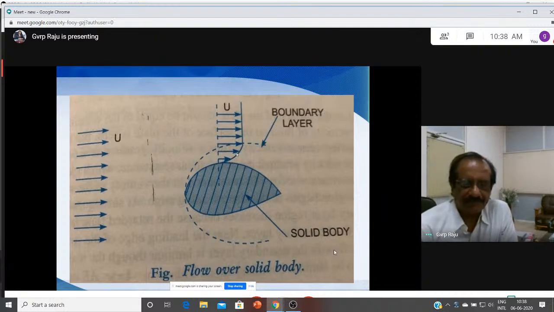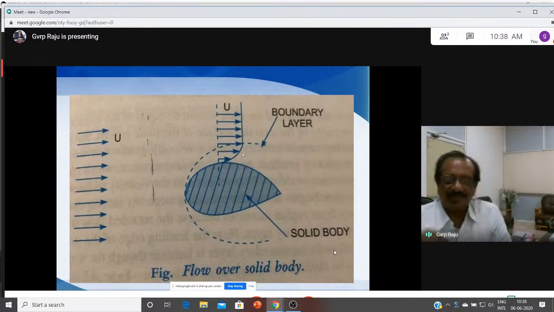Here the velocity is 0, and the velocity capital U is the velocity of the real fluid. Slightly away from the solid body, the fluid moves with the velocity capital U. So from here to here, this entire area is the boundary layer, and the theory related to the boundary layer is called boundary layer theory.